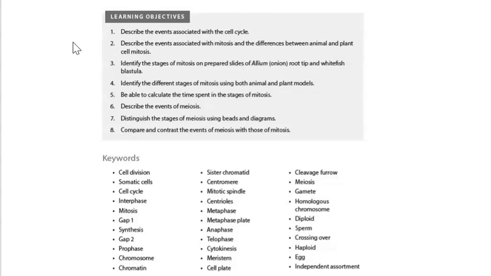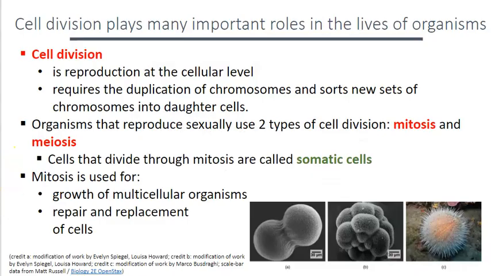We will describe the different events in meiosis. We're going to show you some images of meiosis. We're going to do some modeling of the different stages of meiosis, either by using beads or by drawing those different events out. And then finally, we want students to be able to compare these two different types of cell division. So we want to be able to compare mitosis and meiosis. In this lab, we have a fairly robust list of keywords that students need to familiarize themselves with. So please make sure that you're taking the time to do that.